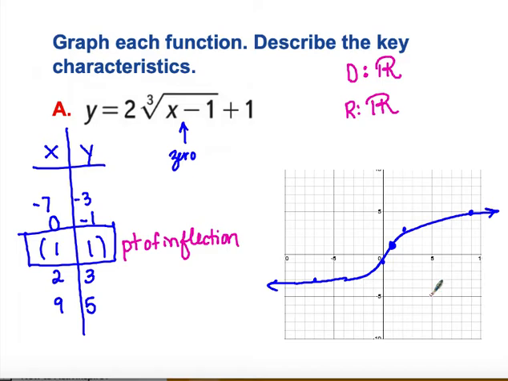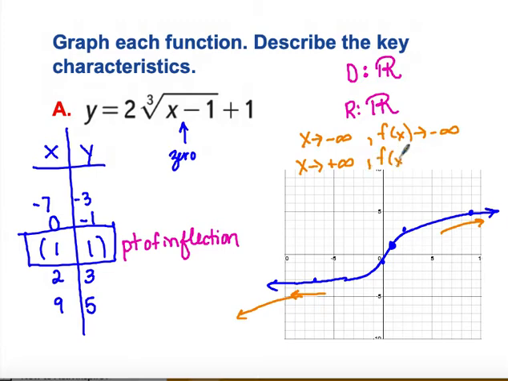Now let's look at the end behavior. So the end behavior is what's happening at the ends of our graphs. So as we go to the left, our graph is gradually going to go down. So our function is going to approach negative infinity. As we go to the right of our graph, it is gradually increasing, moving in a positive infinity direction. So we're able to find the domain, the range, and the end behavior, as well as that point of inflection, which is right in the middle.